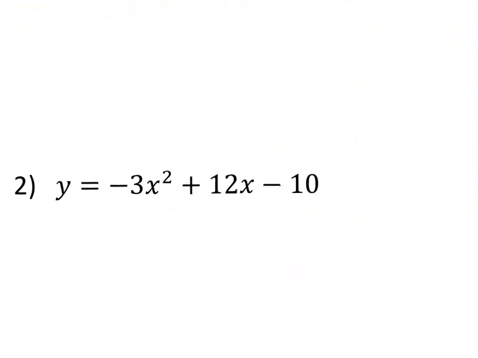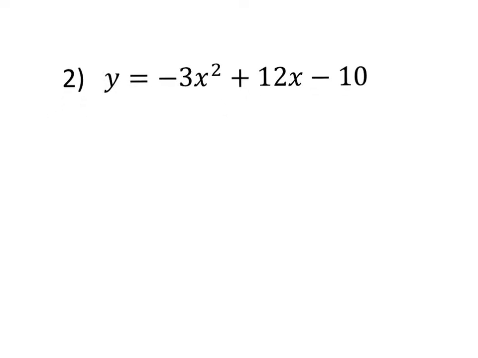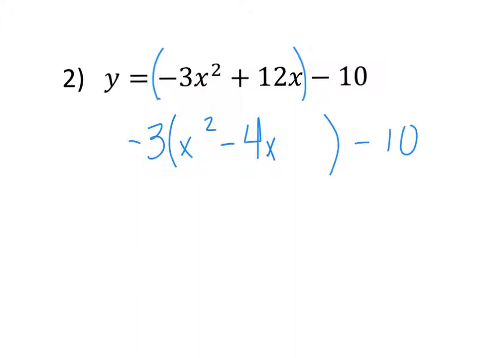Now, let's try a medium problem. Same first step. We should place parentheses around our x's. Now, like I said before, if there's something in front of your x squared, we want to divide that out. We can't have something in front of our x squared. So I'm going to divide that out, meaning I'm going to factor out a negative 3 from these terms. That becomes x squared. And 12 divided by negative 3 is negative 4. We leave some room to complete the square, and minus 10.